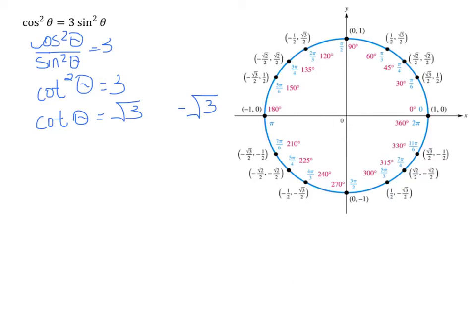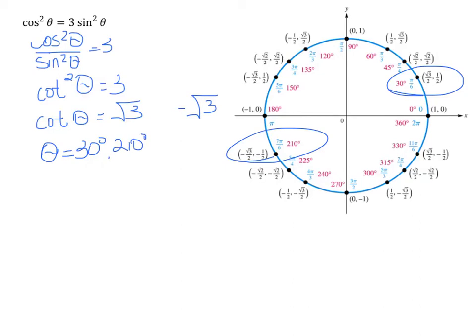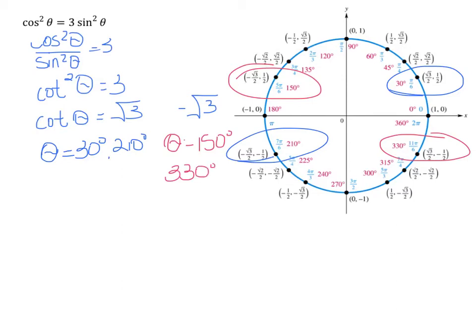So, to have the cotangent of theta equal to square root of 3, theta will be equal to 30 degrees. Theta will be equal to 210 degrees. To have the cotangent of theta equal to negative square root of 3, theta will be equal to 150 degrees, and it will be equal to 330 degrees. There was no calculator steps involved in this one.